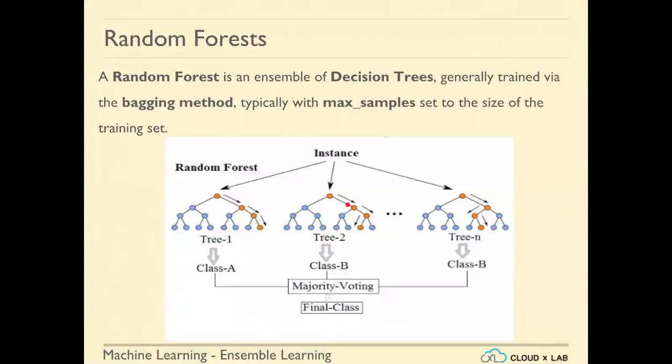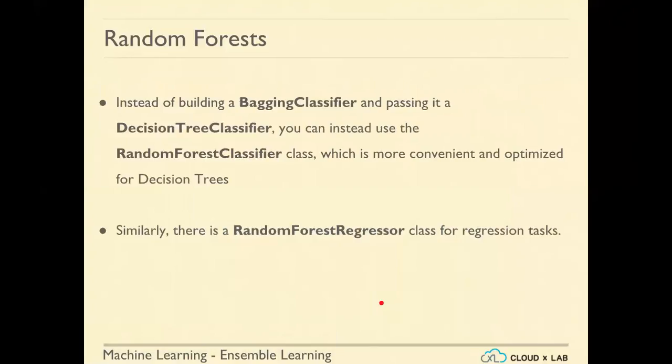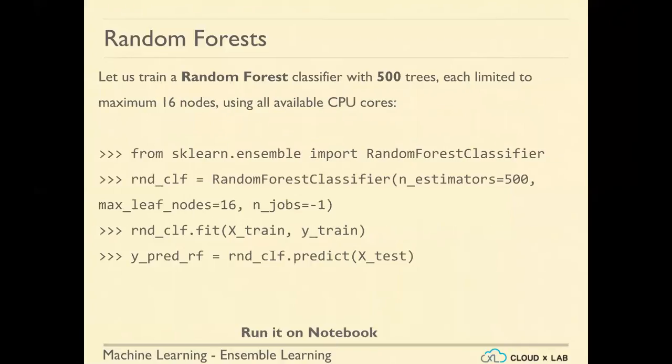So we have an instance, we have multiple trees and we let them classify and then take the majority vote, and that's the final class. So instead of building a bagging classifier and passing it a decision tree, you can instead use a random forest classifier, which is more convenient and optimized for decision trees. Similarly, there is a class called random forest regressor, which computes the average of all predictions, for regression tasks.